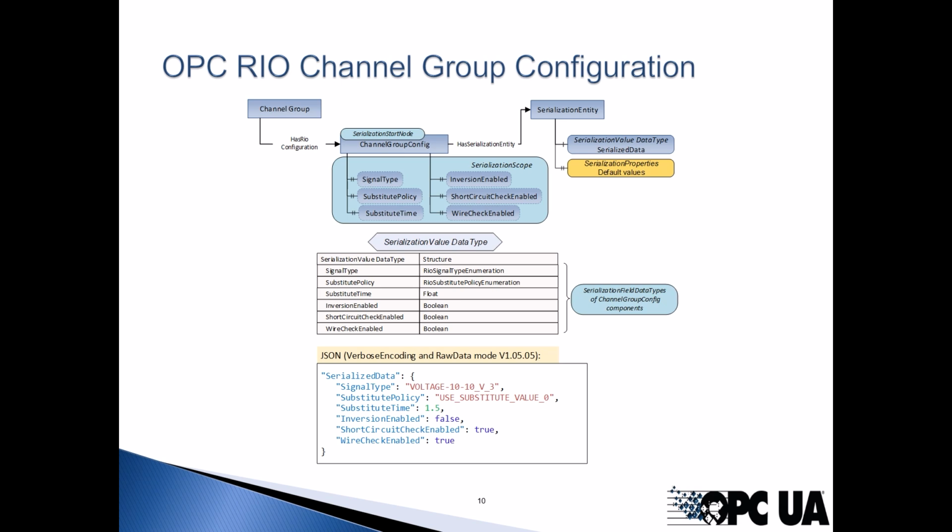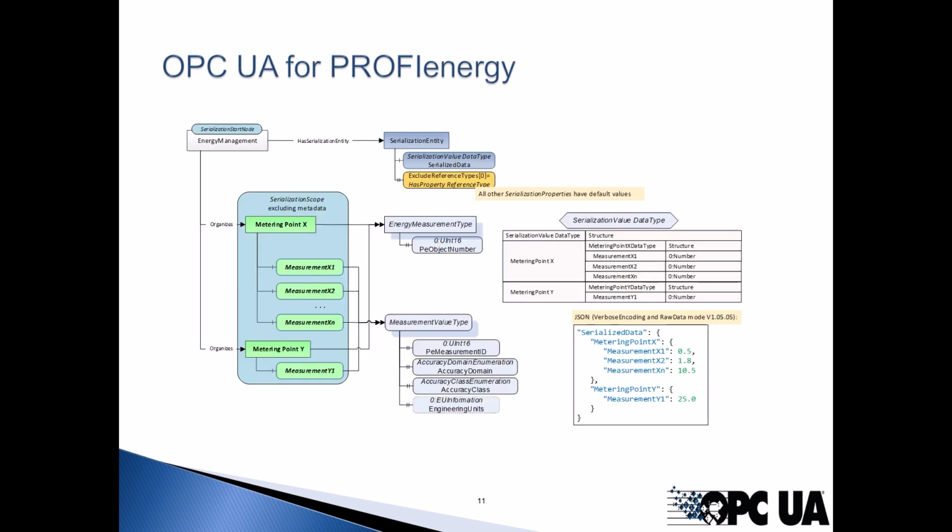This figure demonstrates how metering point objects and energy measurement values in an information model according to OPC UA for Profi energy can be serialized without the constant metadata associated with each node in the serialization scope. This serialization scope is configured to exclude the metadata properties of the objects and variables reachable from the serialization start node.